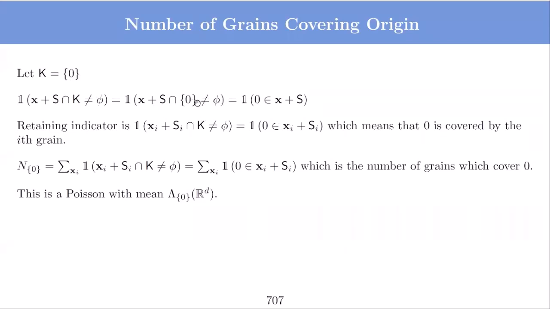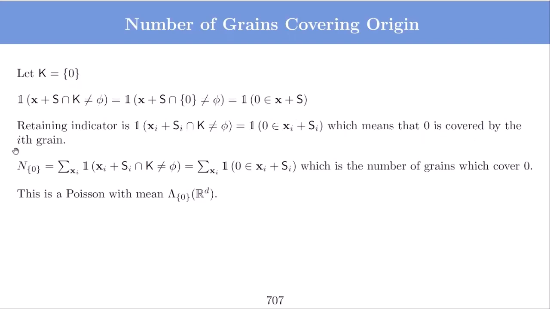This means the origin should be in x plus s, right? Because origin is just a single vector. So if origin is inside x plus s, only then the intersection will not be empty, otherwise the intersection will be empty. So this indicator that there is an intersection of grain with K is the same as saying the origin is inside the ith grain, or the origin is covered by the ith grain.